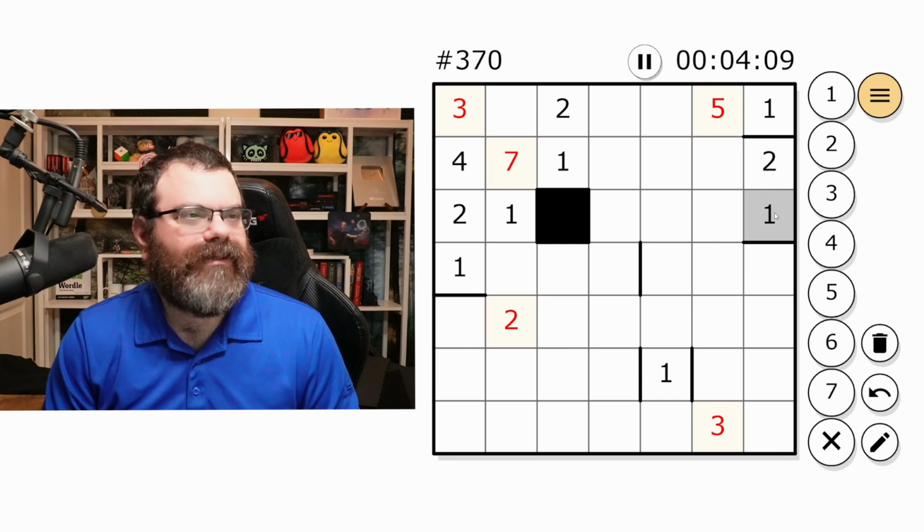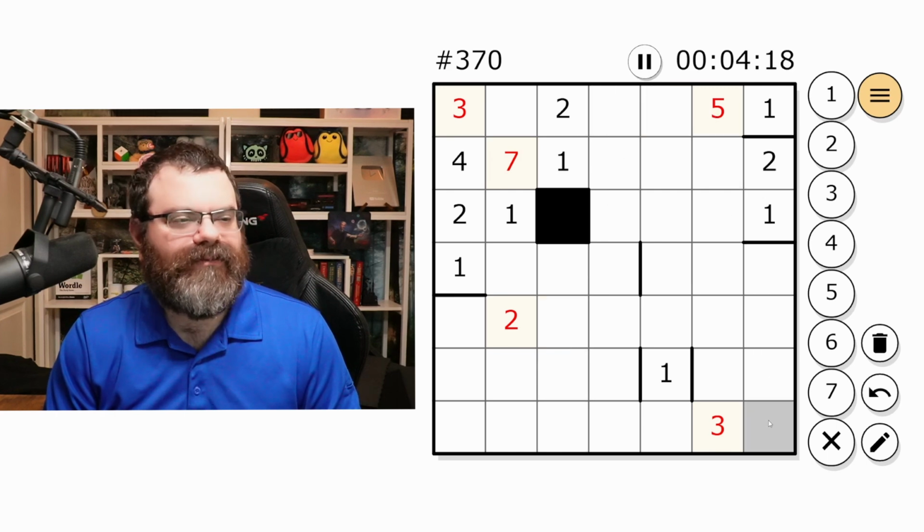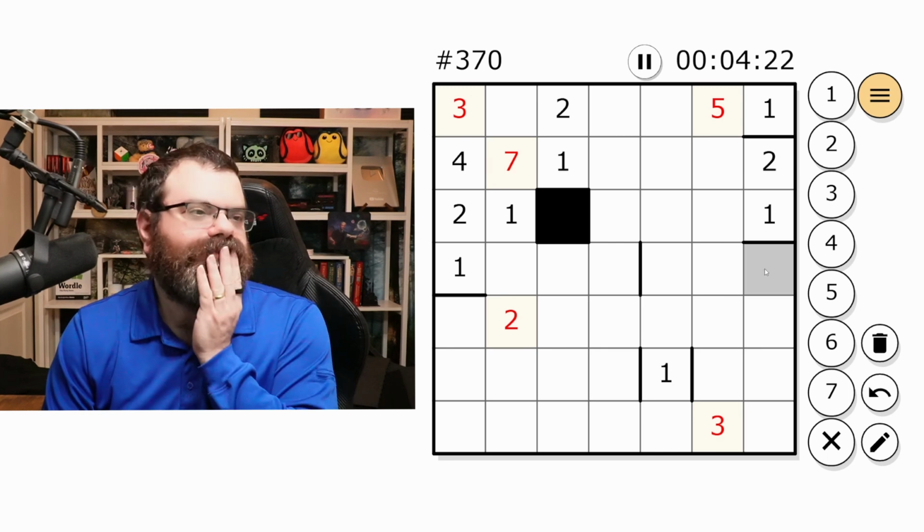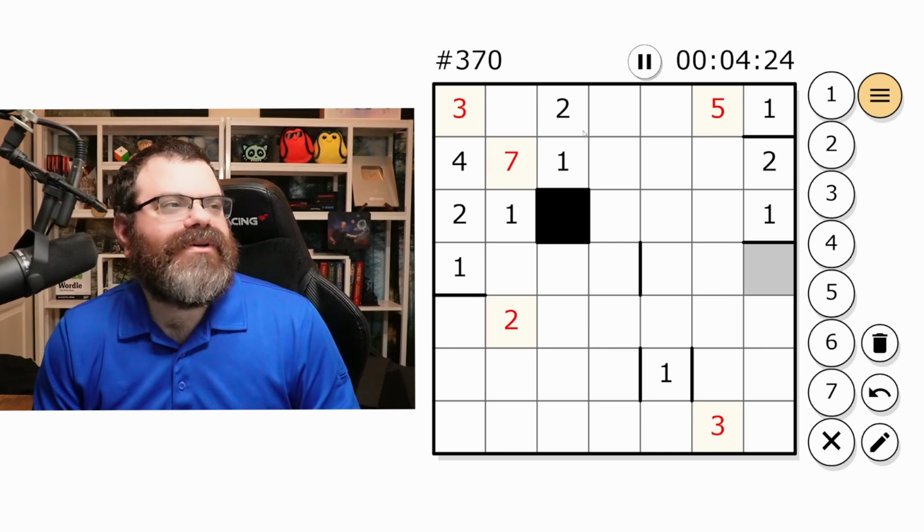Okay. So I'm going to keep scanning our verticals. We need 1 through 4 here. And then here we need 1 through 4. So there's only 1 or 2. 1, 2, or 3. Okay. So I think those are our gimmies.